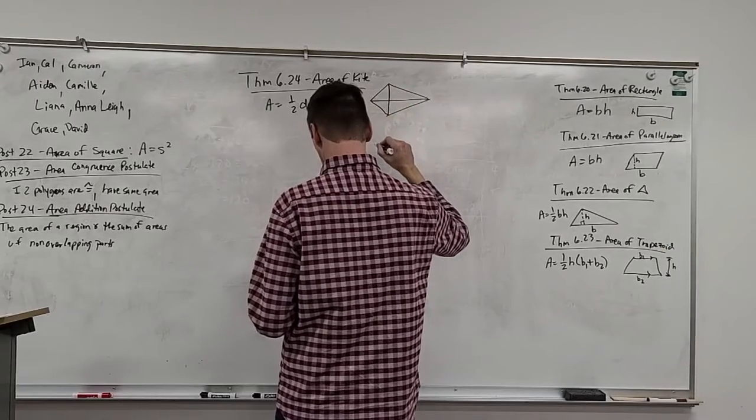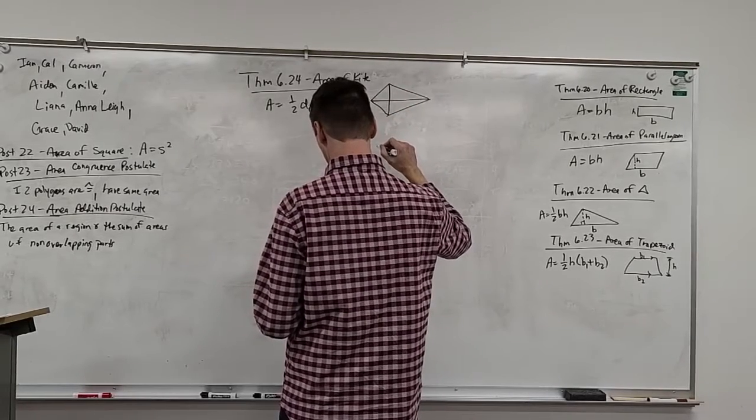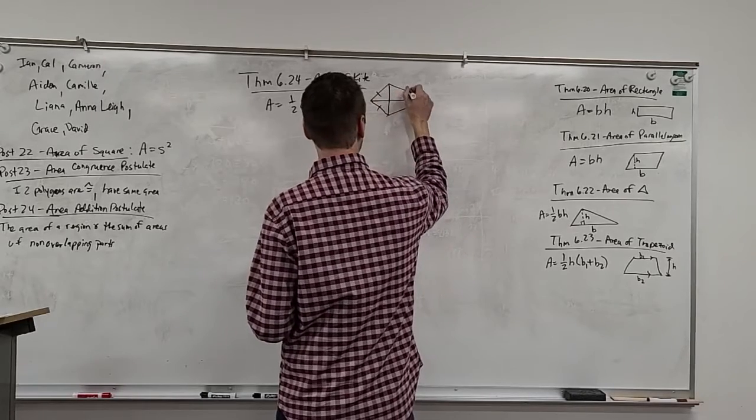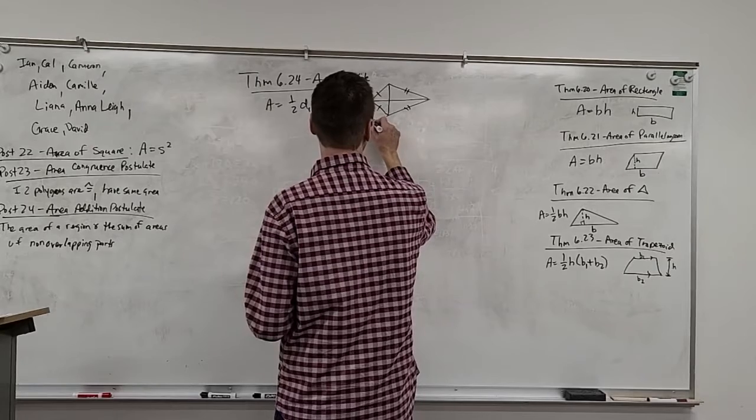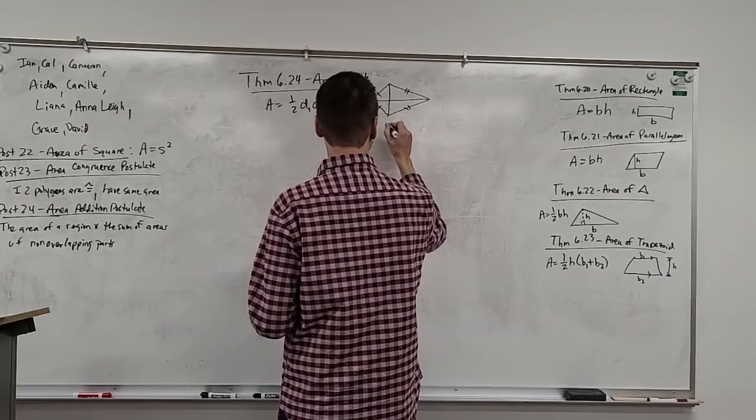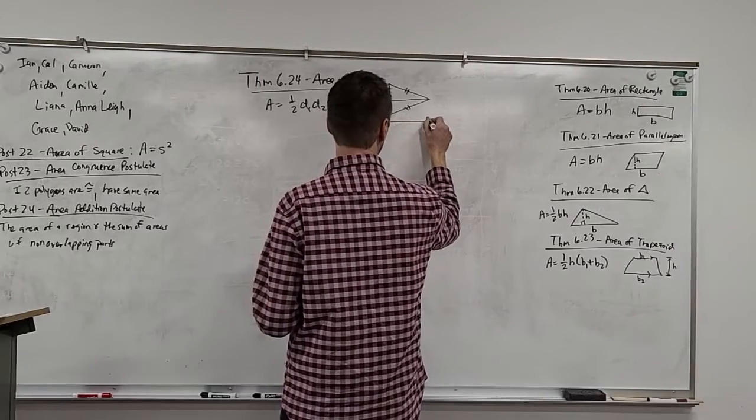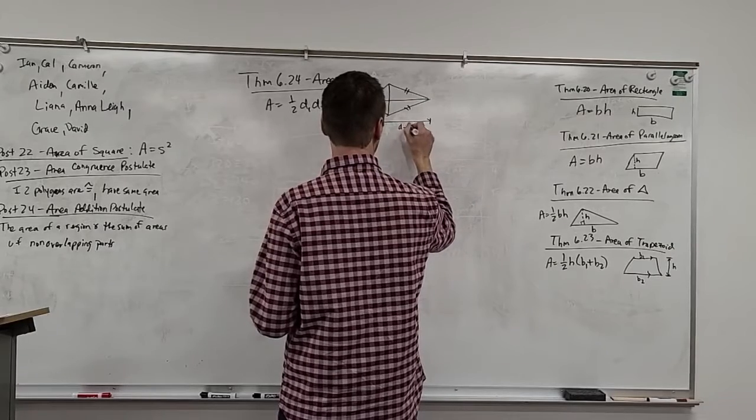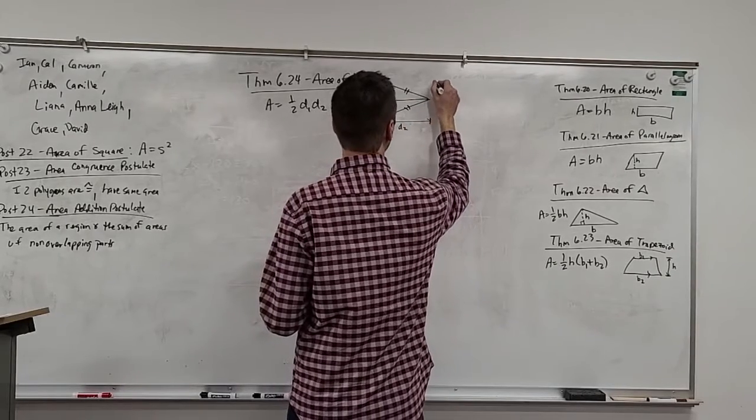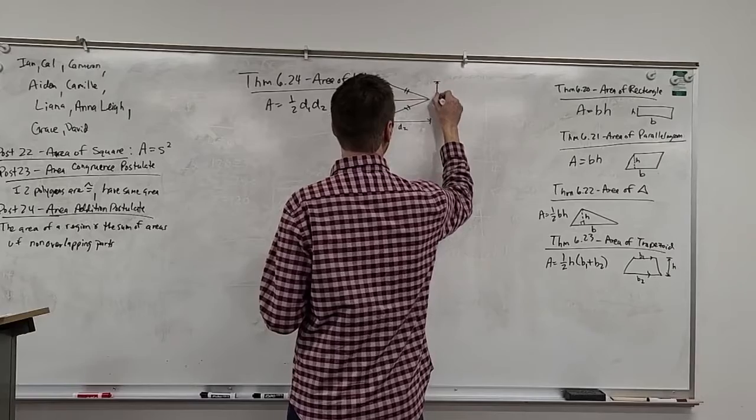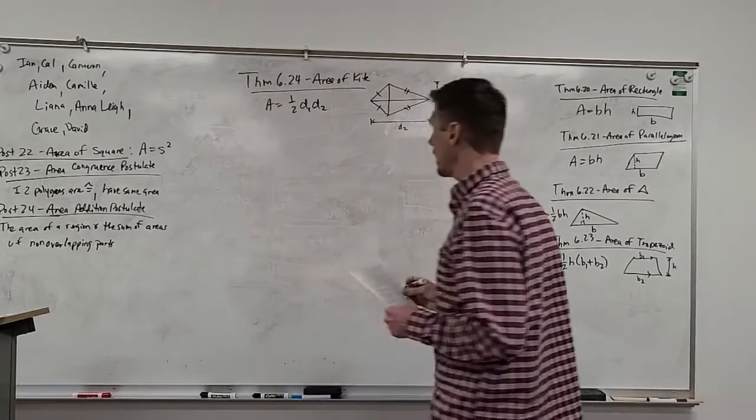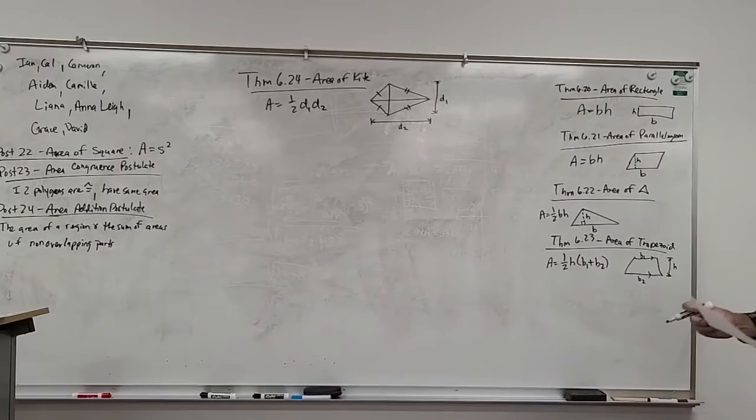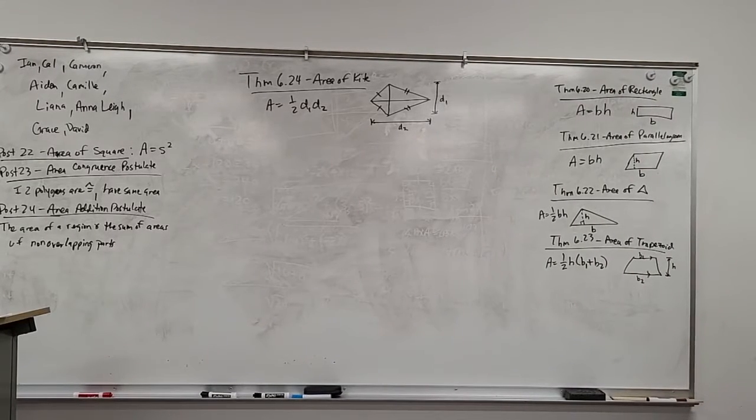We have two diagonals that are formed, and we know that these distances are the same. So we'll label this length here D2. And we'll label this distance here D1. So the length of the diagonals multiplied together, half of that will give you the area of the kite.